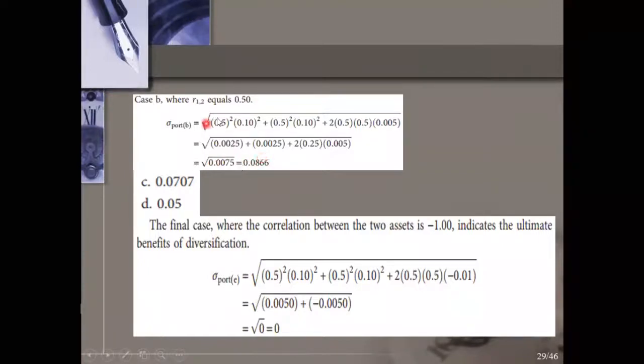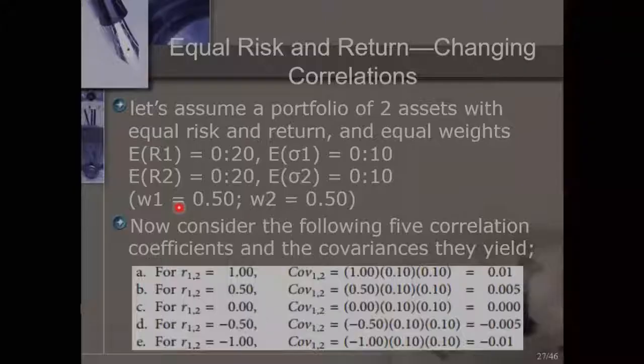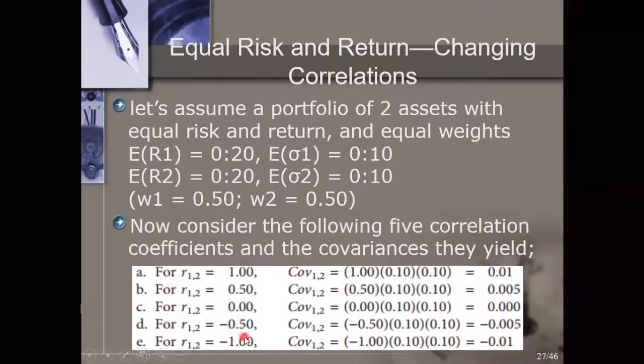Same is the case here. The same calculation is carried out for C and for D, and I have just mentioned the answers. You can see that as soon as the relationship is reduced, the risk goes from 8.6% to 7%, and when it is reduced further to negative correlation, it becomes 0.05. Now, finally, when we consider perfect negative correlation, what will happen?